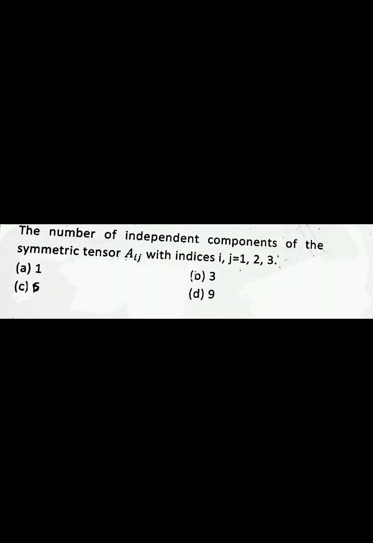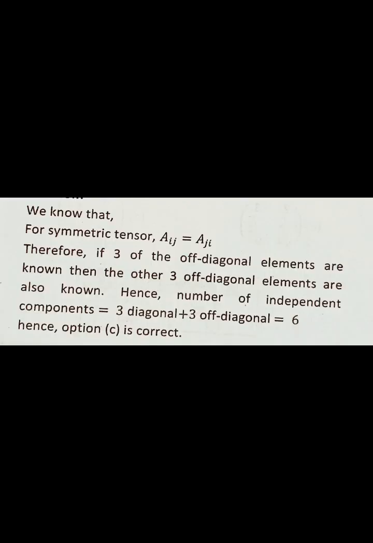The next question is, the number of independent components of the symmetric tensor Aij with indices i, j is equal to 1, 2, 3 or dash. So here for a symmetric tensor, Aij is equal to Aji. So if 3 off-diagonal elements are known, then we can find the other 3 off-diagonal elements, as it is a symmetric tensor. So here the number of independent components is 3 diagonal elements plus 3 off-diagonal elements. So this is 6. So the answer is option C.